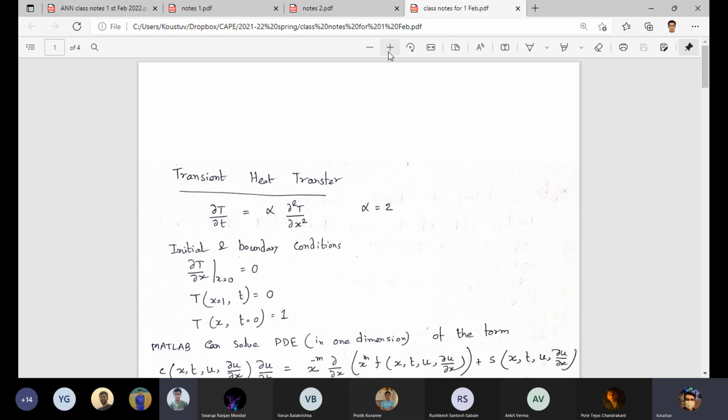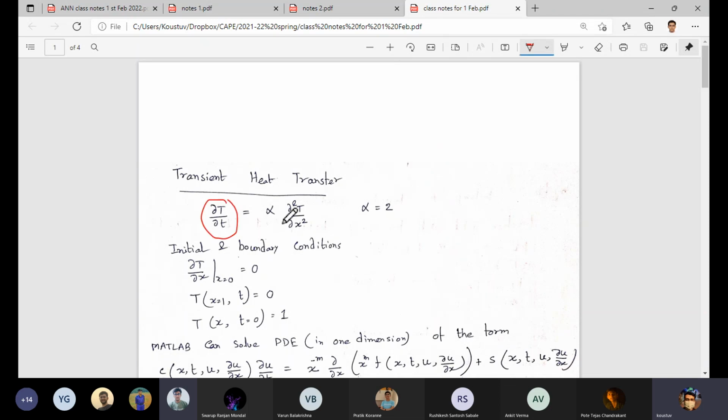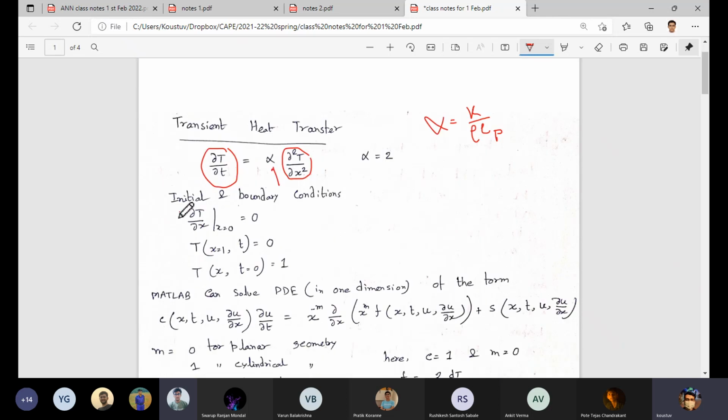Okay, so let us see that this is the nature of the equation. Del T, del t. So this is the unsteady term, and this is the conductive term along with this alpha. So alpha is basically k by rho Cp. So for the value of 2, we are just going to solve this kind of equation. So let us now see the type of boundary conditions.